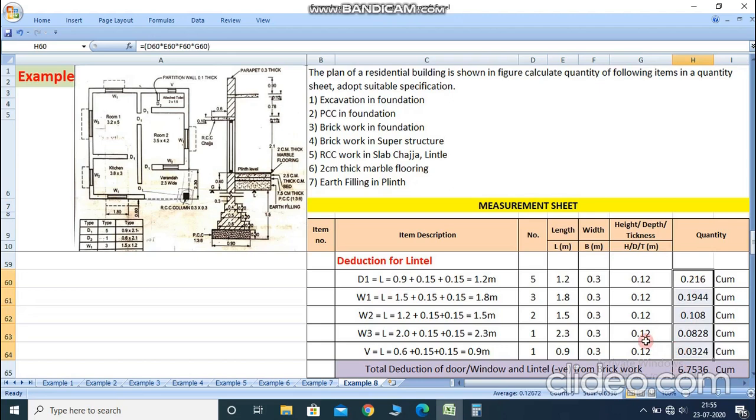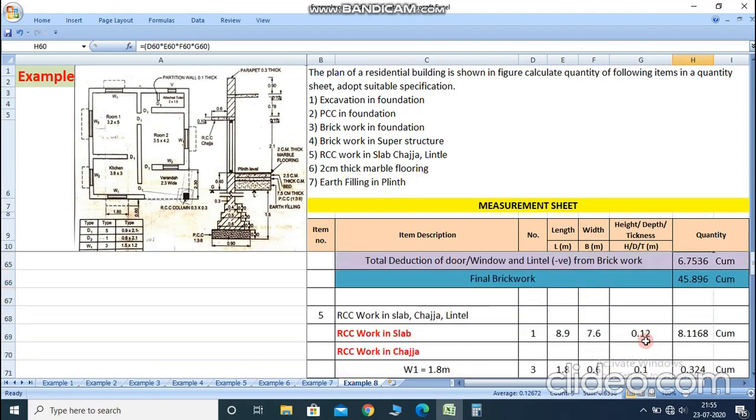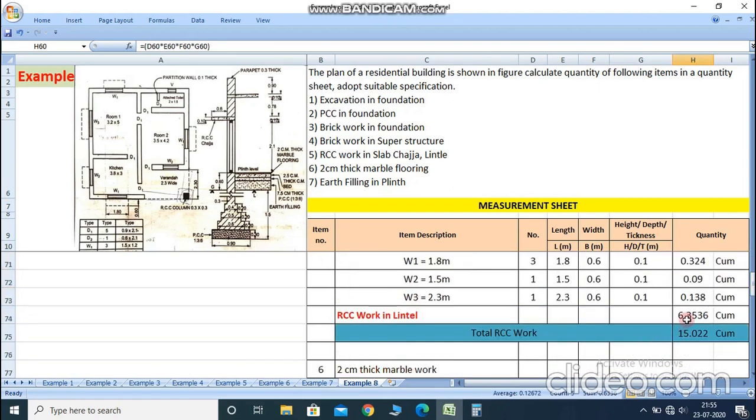Sorry, here 0.6336, here 0.6336 cubic meter. It's the lintel work. So the total RCC work for the lintel, chhaja and slab is 9.3024 cubic meter.